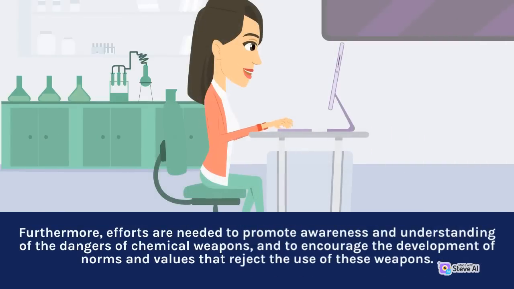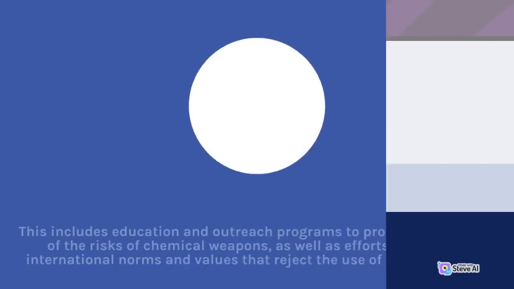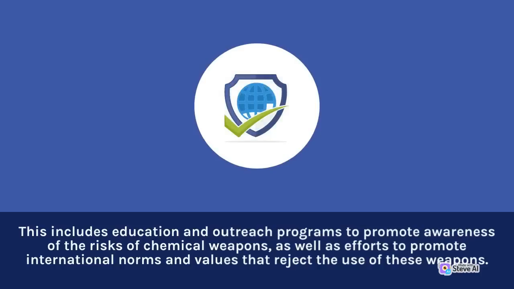Furthermore, efforts are needed to promote awareness and understanding of the dangers of chemical weapons, and to encourage the development of norms and values that reject the use of these weapons. This includes education and outreach programs to promote awareness of the risks of chemical weapons, as well as efforts to promote international norms and values that reject the use of these weapons.